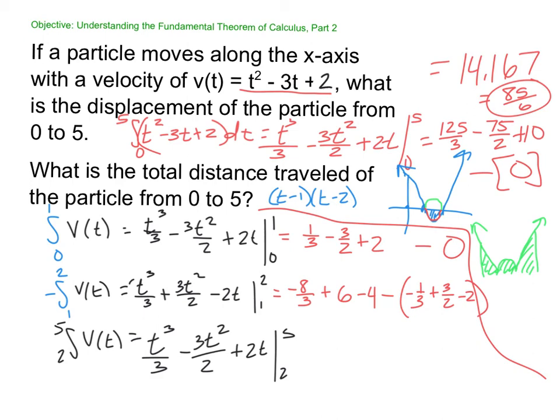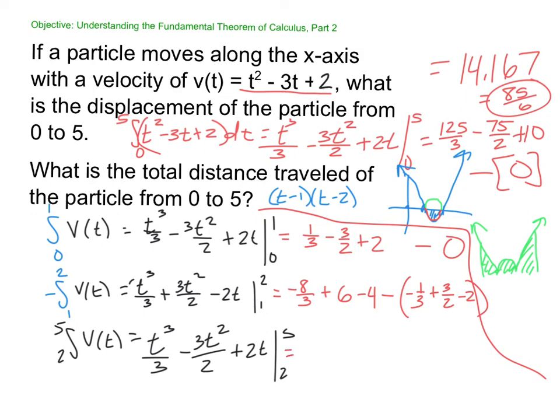So now these don't cancel. A lot of students are like, well, now this and this cancel. They don't, because of this negative. They actually end up doubling because you have the negative out front and then the negative on the inside. So negative 1/3 becomes positive 1/3.